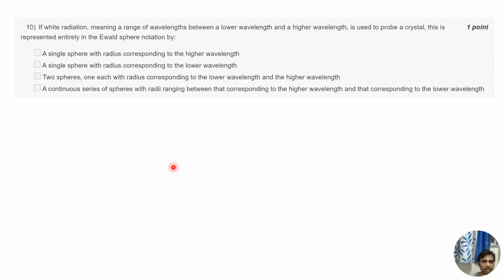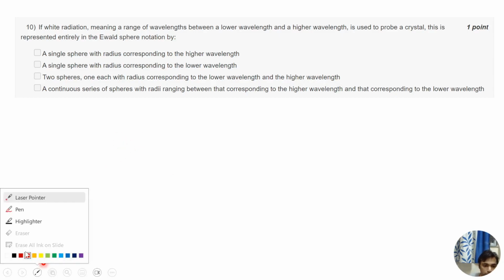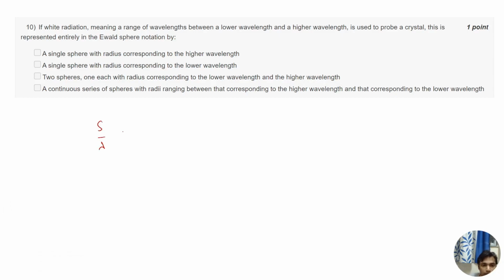Okay. If wide radiation, meaning a range of wavelengths between a lower wavelength and a higher wavelength, is used to probe a crystal, this is represented entirely in the Ewald sphere notation by... okay. So what is the condition for the Ewald sphere? It was s by lambda minus s naught by lambda is equal to h b1 plus k b2 plus l b3, where h, k and l are integers.